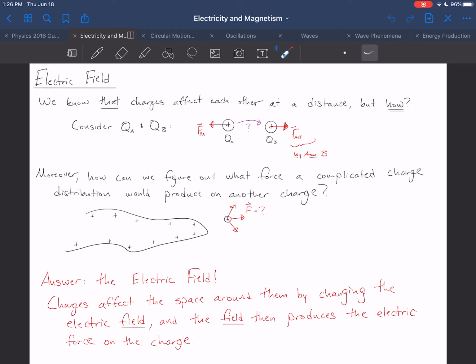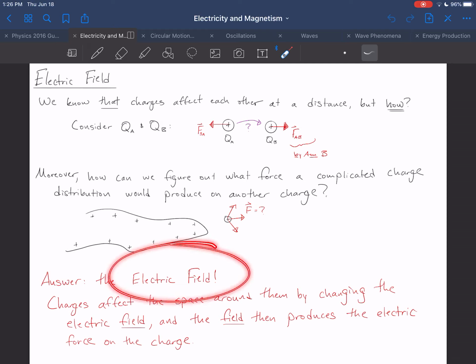And the answer, as you might have guessed, is this concept, this idea of the electric field. The electric field both answers this question, how the electric force is applied, and is useful because it allows us to answer these kinds of questions more easily. And we'll see both of these uses in turn. But the big point is conceptual.